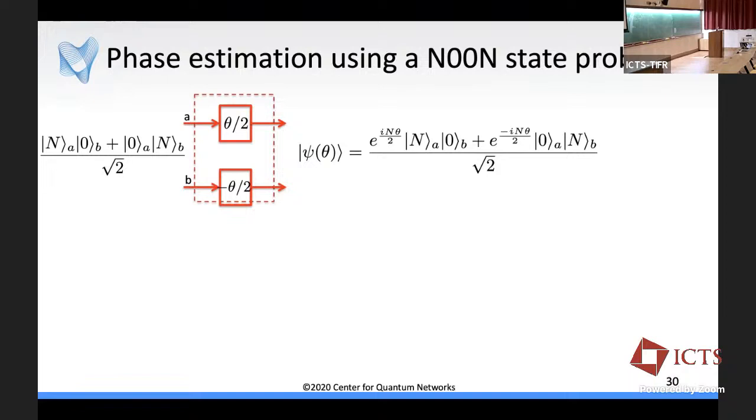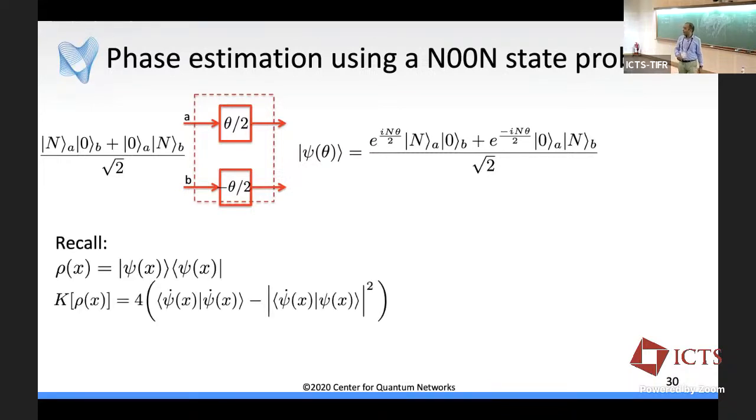And then I will have the state of the output. Remember I said that if a phase acts on a Fock state, it gets this phase in front of the Fock state. But now I'll get two different phases, e to the i n theta over 2, because the Fock state hits this mode and that Fock state hits that mode here. Now you can do the same thing. Go ahead and calculate the quantum Fisher information. In fact, you will find this calculation a lot easier than the coherent state one. So for the psi dot, you're just going to take this and differentiate with respect to theta. You will get i n over 2 e to the i n theta over 2, and you'll get a minus i n over 2 e to the minus i n theta over 2. Do the differentiation, do these inner products.